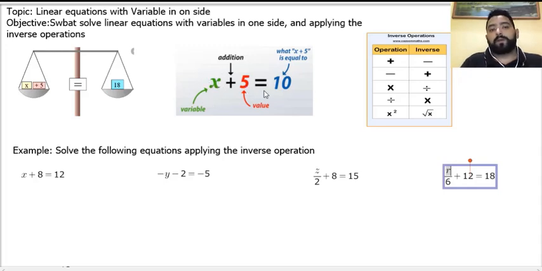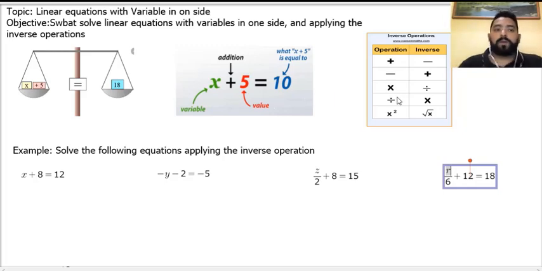And the equal sign. Remember, a linear equation is an equality, so we are going to have an equal sign. And on the other side, we are going to have another value, which in this case is also called a constant. So these are the term, the variable, the sign, the constant, the equal sign, and the other constant. And we are going to read this as x plus 5 equals 10.